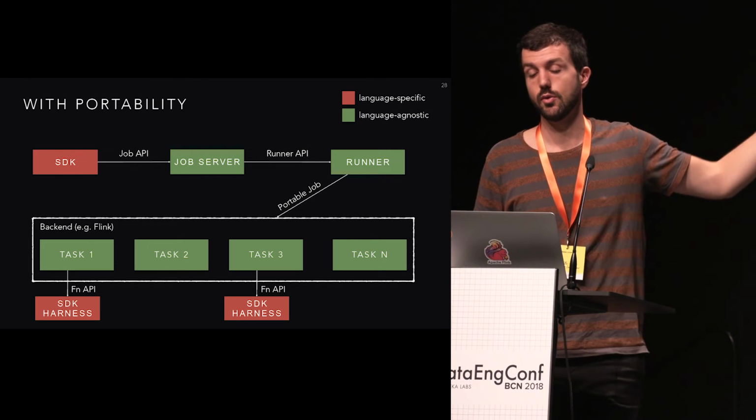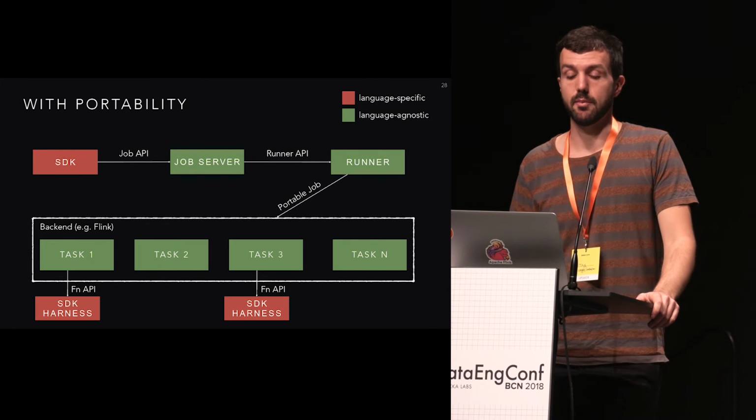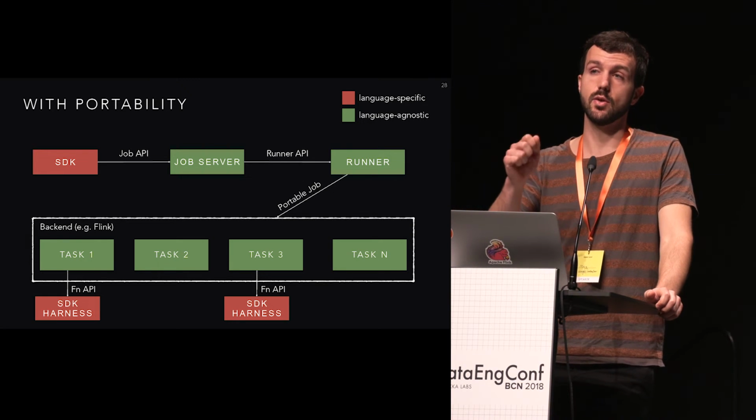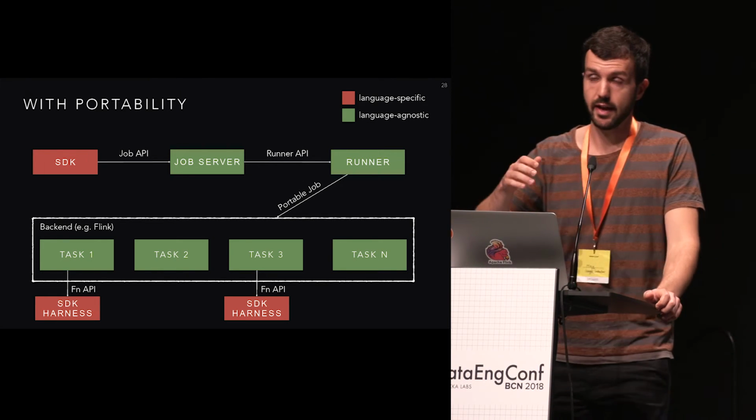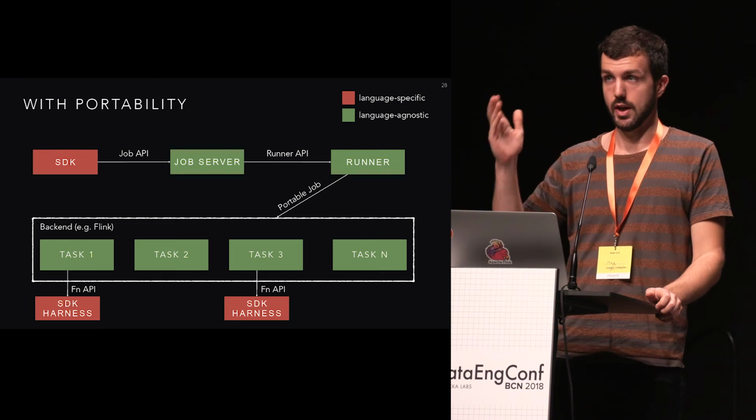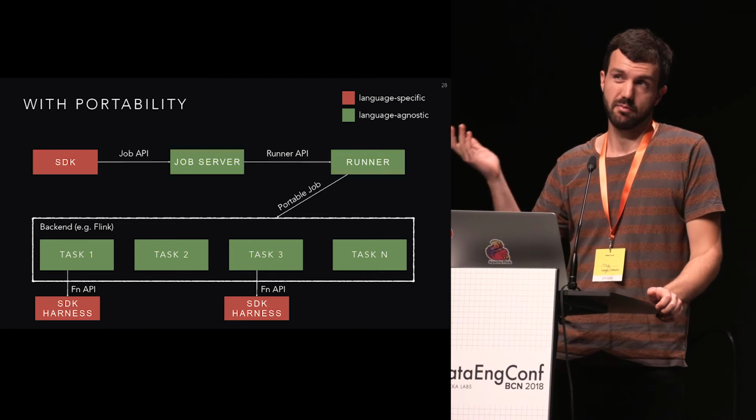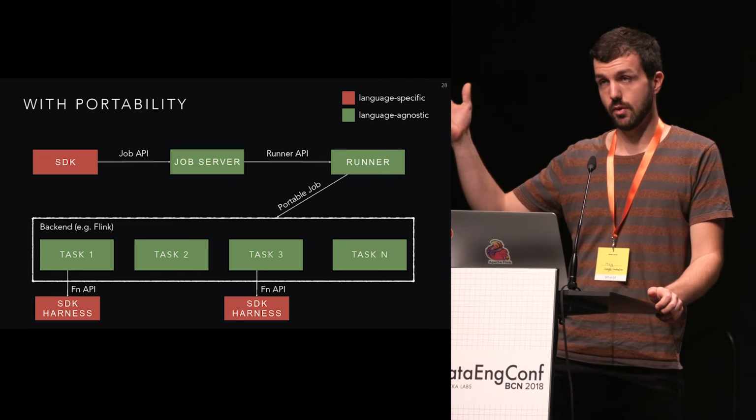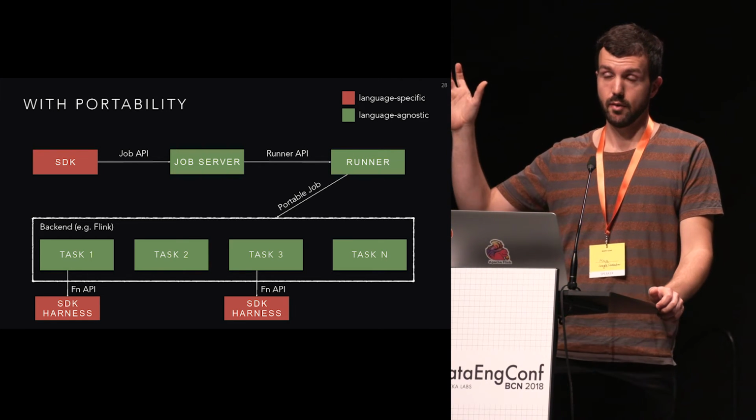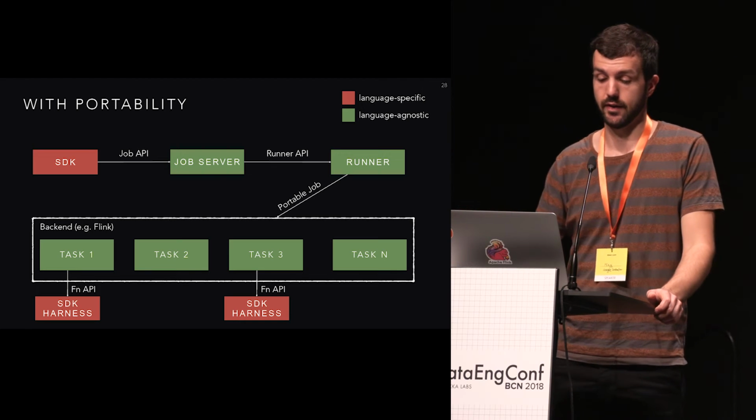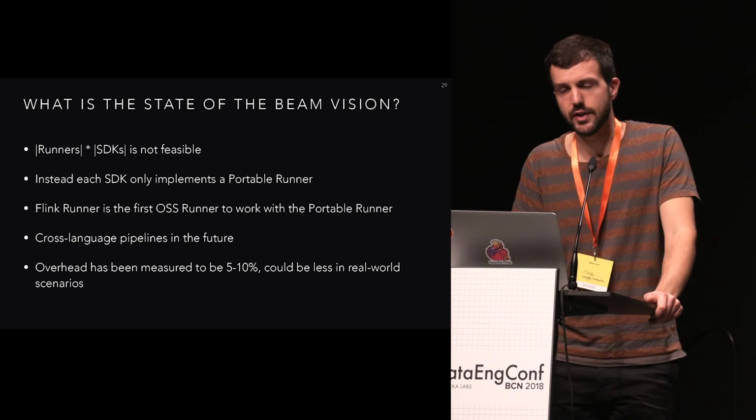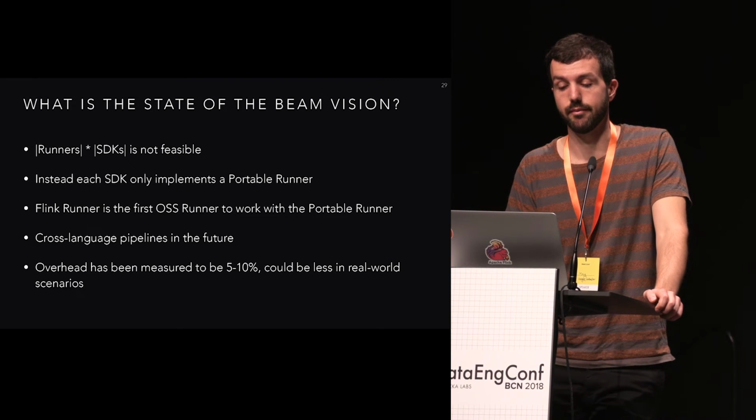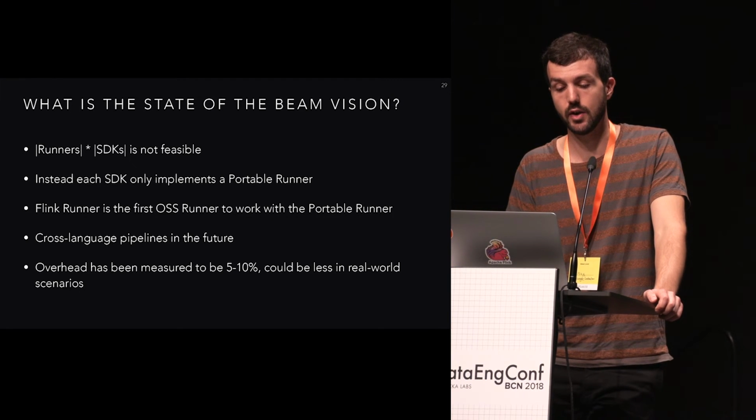So we don't need to have this runners times SDK, all these execution paths. We just need to implement the SDKs, which we already have. We need the runners to be able to support these portable jobs. And then only once for each language, we need to implement these SDK harnesses. I mentioned the Flink Runner is the first open source runner which supports this new way of execution.